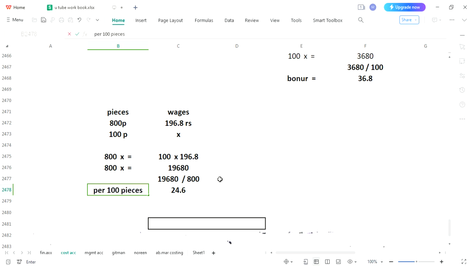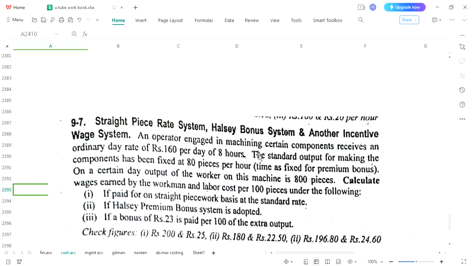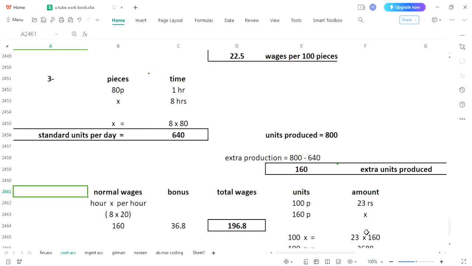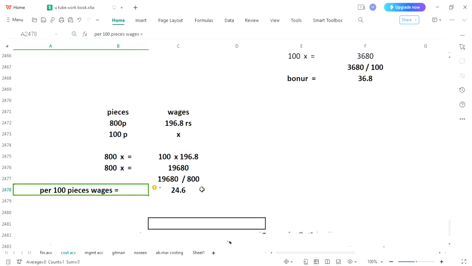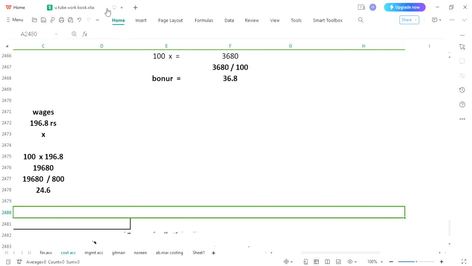24.6. What we have calculated is per 100 pieces. The amount per 100 pieces should be mentioned over here, or rather per 100 pieces wages, a better word. That amount is 24.6. Let's check the last answer from the book: third part, second answer is 24.6, and our answer for the third part is also 24.6. In this way, all parts are completed. We can mark it as it has been done over here.